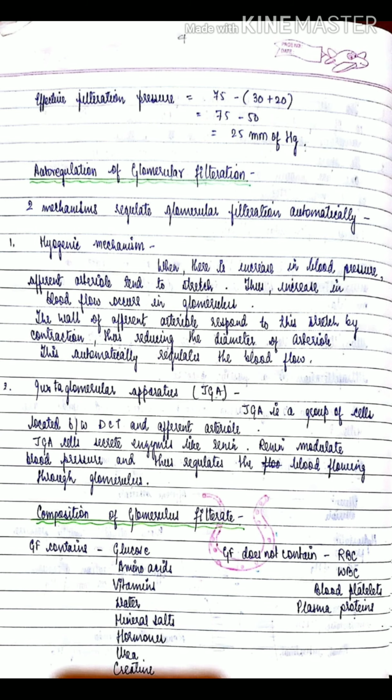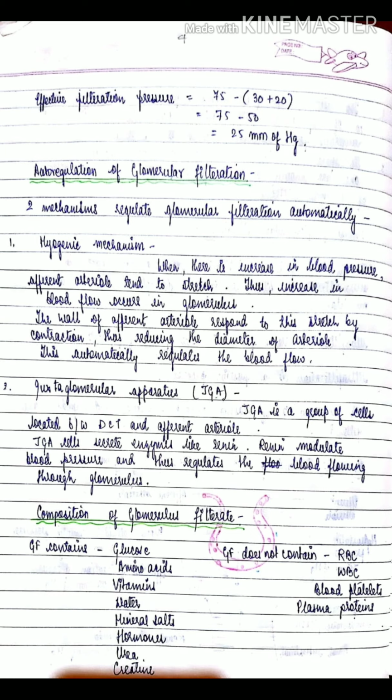Next, we come to autoregulation of glomerular filtration. There are basically two mechanisms. First is myogenic mechanism. In this case, when there is increase in blood pressure, there is stretching of afferent arterioles, which increases the blood flow into the glomerulus. And when the blood has entered the glomerulus, the afferent arteriole again undergoes contraction, thereby reducing the blood flow. So the complete regulation of blood flow takes place by myogenic mechanism.